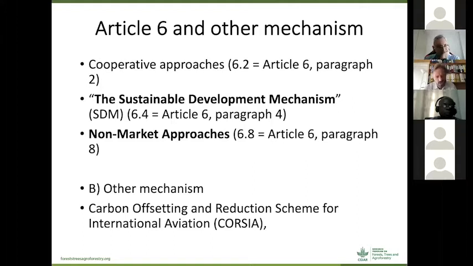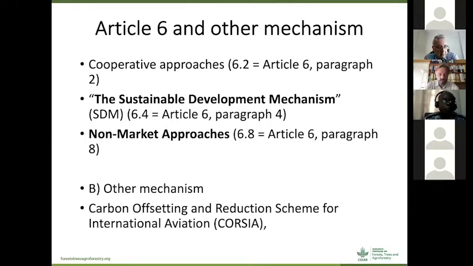Then there is the sustainable development mechanism. It's Article 6, paragraph 4, that has been established. It is to mitigate greenhouse gas emissions and support sustainable development. So the idea here was to take lessons from the Kyoto Protocol mechanisms, such as the CDM, the Clean Development Mechanism, in some of the elements of it, and also how to use the so-called share of proceeds towards adaptation. And then finally, non-market approaches.